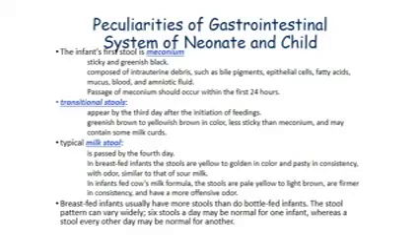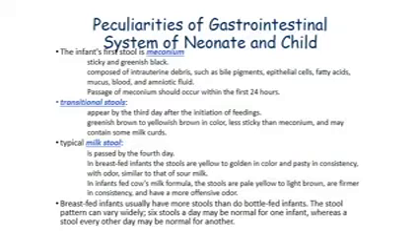There are three types of stool. The infant's first stool is called meconium, which is described as sticky, greenish black in color. It is composed of the intrauterine debris such as bile pigment, epithelial cells, fatty acids, mucus, some blood, and amniotic fluid. The passage of meconium should occur within the first 24 hours of life.